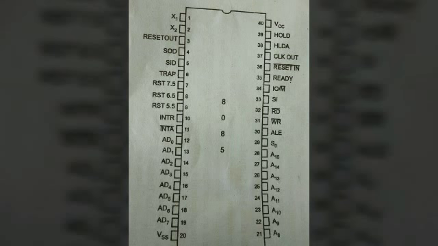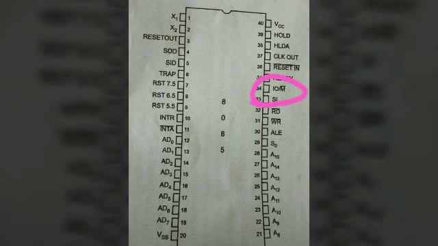Read bar. This is a read control active low signal. This signal indicates that the selected I/O or memory device is to be read and the data are available on the data bus. Next is write bar. This is a write control active low signal. This signal indicates that the data on the data bus are to be written into a selected memory or I/O location.